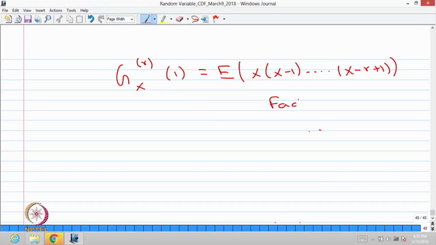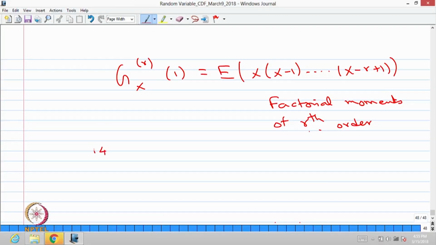The right hand side is called factorial moments of rth order. Sometimes if you want to find out the variance, you can find the factorial moment of second order. Through that you can find the second order moment or variance.